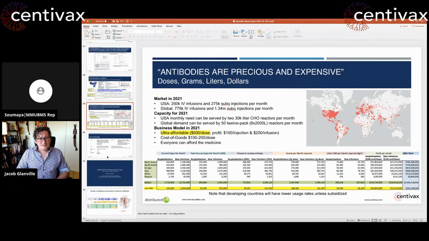And many of the diseases that antibodies are produced for are cancers, where you might have, say, 21,000 cases in the United States, but you're going to make $100,000 or more on each patient. So you don't make a big batch and you charge a lot. This is a different model. We need a different solution.